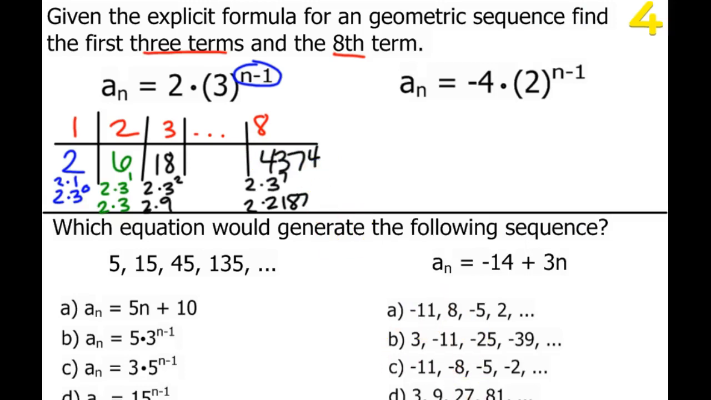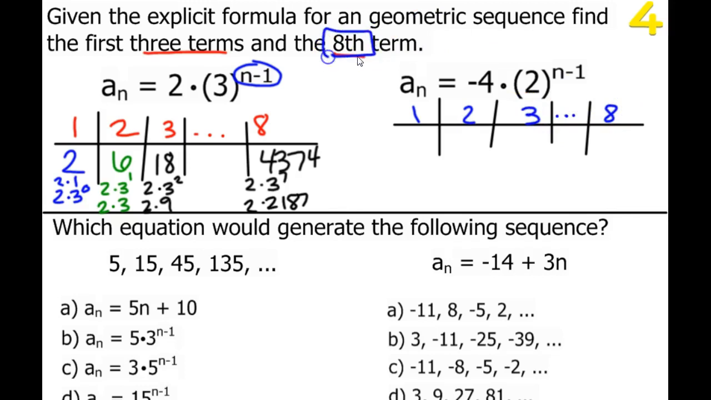Alright, let's do the same thing with the next one. Make a little table so we can find our first, second, third, and 8th term. 1, 2, 3, and 8 because they asked for the 8th term. So first I'm going to plug in a 1 for the n. So we have negative 4 times 2 to the power of 1 minus 1 is 0. Well, anything to the power of 0 is 1. So negative 4 times 1 is just negative 4.